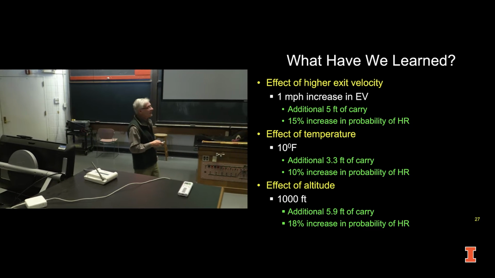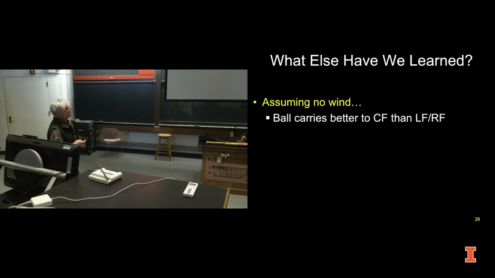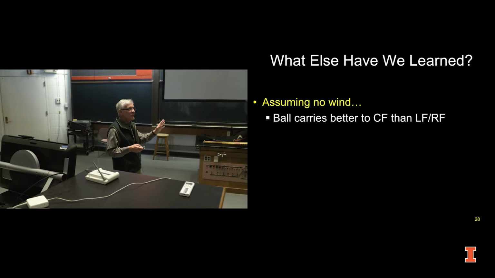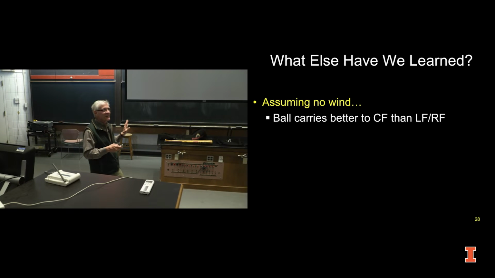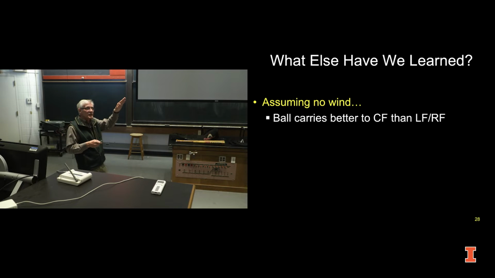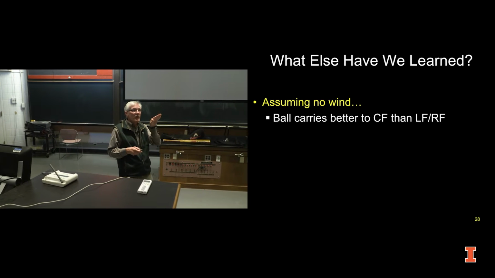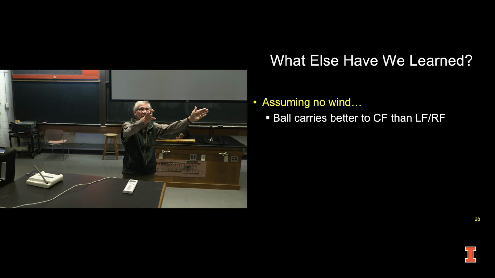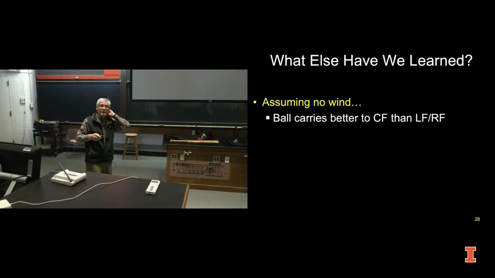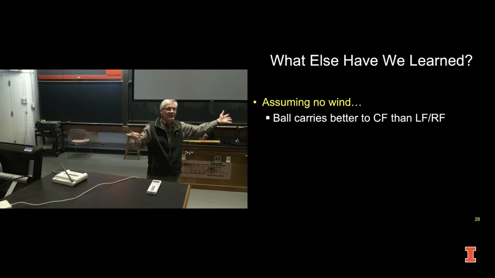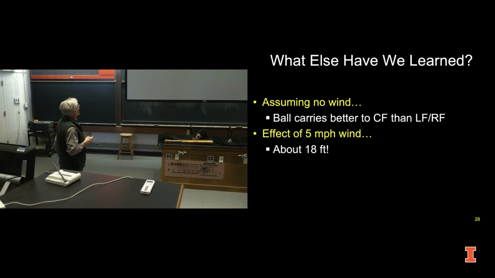What else have we learned? Assuming no wind, this is an interesting one, and I won't go into the details of why, but you could ask me afterwards if you like. For a given exit velocity and launch angle, balls hit towards center field actually carry better than balls hit pulled or opposite field, okay? And if you think about it, that's probably why the center field fence is further away than down the foul line.